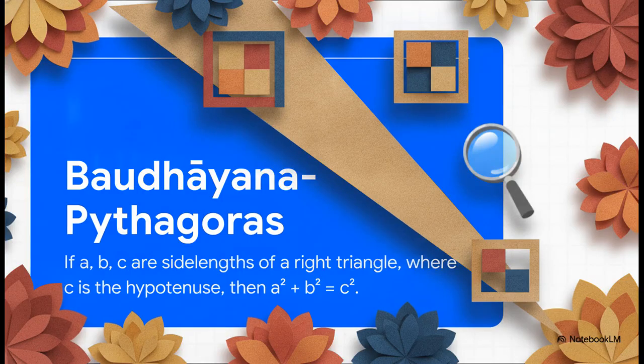And here is where it gets really profound. This simple tactile geometry trick of building squares on diagonals naturally leads us to formalize one of the absolute most fundamental rules of mathematics. We know it today as the Baudhayana-Pythagoras theorem. It states that if A, B, and C are the side lengths of a right-angled triangle, where C is the long diagonal hypotenuse, well then A² + B² perfectly equals C².